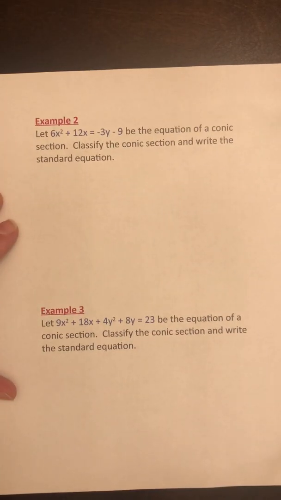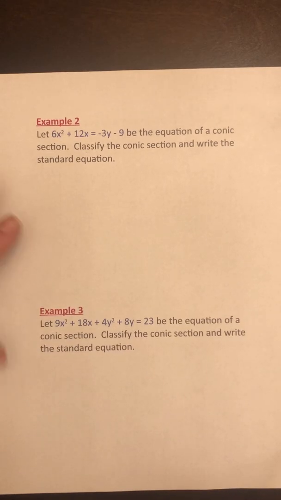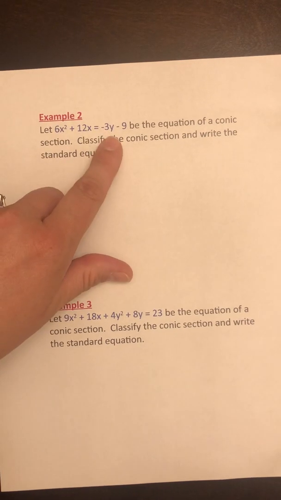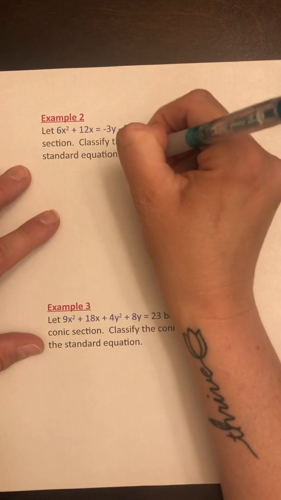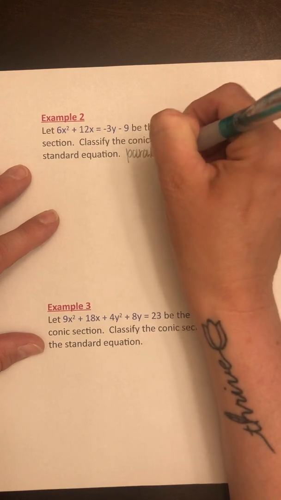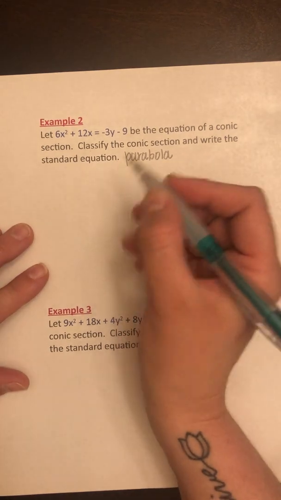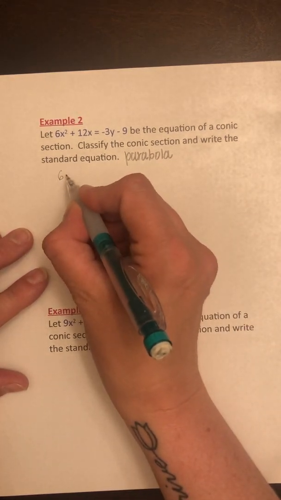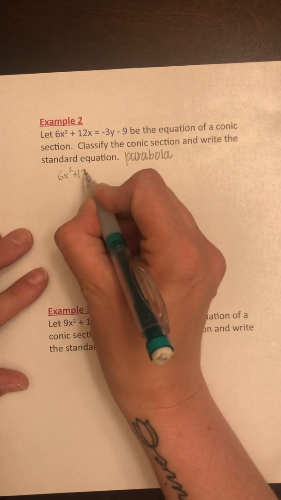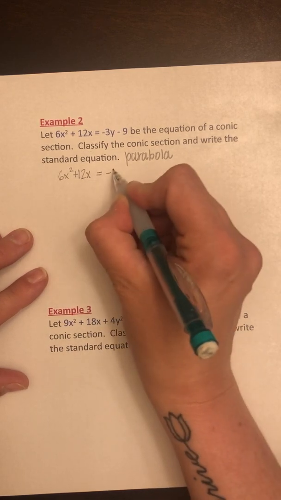All right, example 2. Right away, I notice that I have an x squared, but I do not have a y squared. So this already tells me this is a parabola. When you only have one variable that's squared, it is going to be a parabola. Now what I also know is that the x's and the y's need to be on different sides for the parabola. It's the only one where you're going to put them on different sides, and they already are on different sides. So I have 6x squared plus 12x equals negative 3y minus 9.